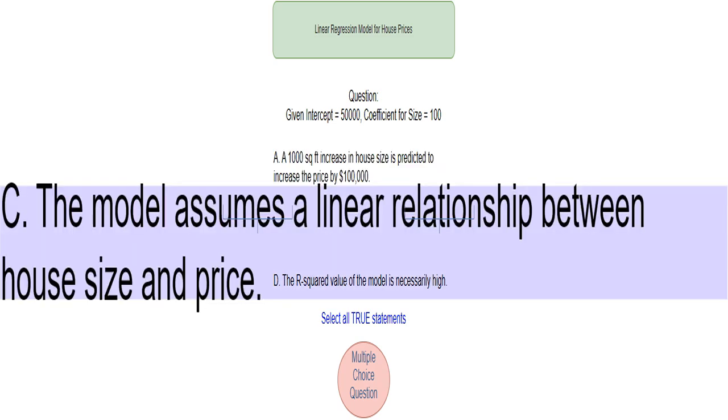Linear regression, by its very nature, assumes a straight line relationship between the independent variable, house size, and the dependent variable, house price. This means the model assumes that changes in house size lead to proportional changes in price. This is a fundamental assumption of this type of model, making the statement true.